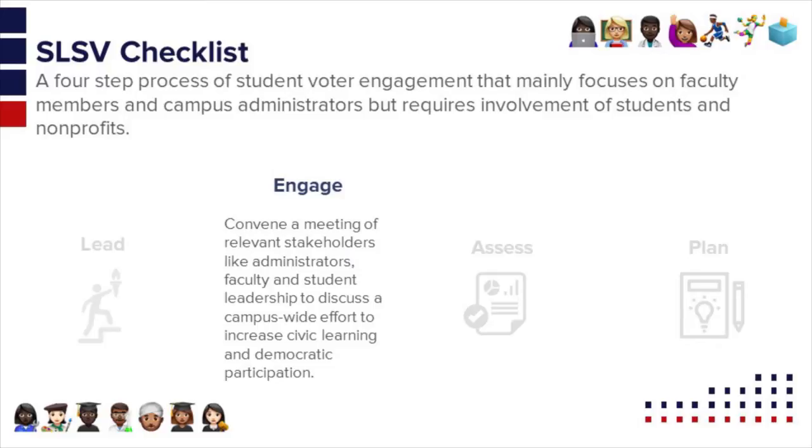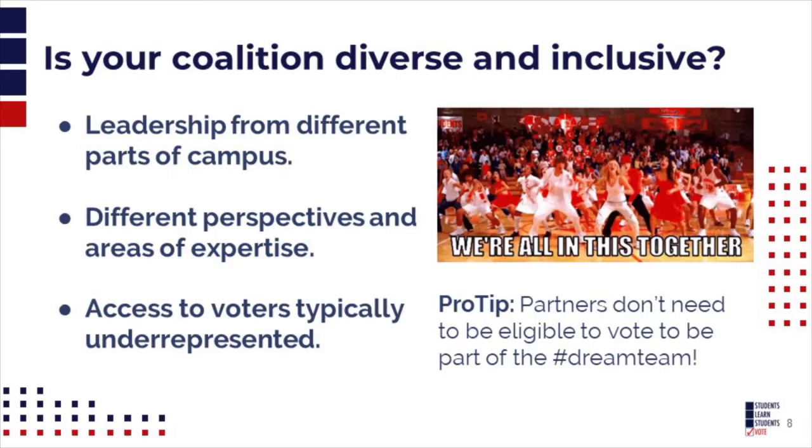But we know that this work is hard and it's very difficult to do alone. So the second step is engage. We recommend that folks engage a diverse group of stakeholders from all across campus and really bring them into this work. And in doing that, what we mean is that there should be leadership from different parts of campus, leadership that are bringing in different types of perspective and areas of expertise, and also folks that have different access to voters that might typically be underrepresented on your campus during elections.